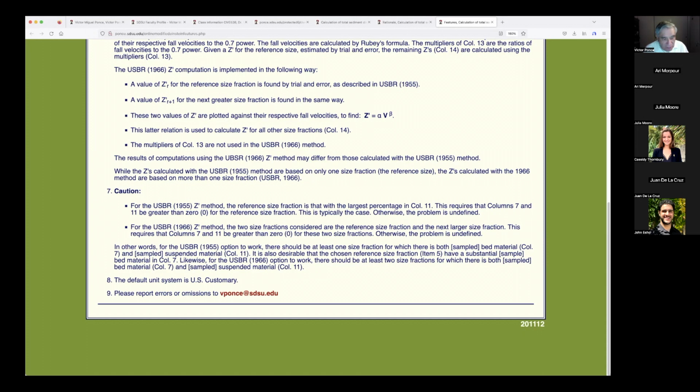Okay, in other words, for the USBR 1955 option to work, there should be at least one size fraction for which there is both sampled bed material and sampled suspended material. It is also desirable that the chosen reference size fraction have a substantial sampled bed material. Likewise, for the 1966 option to work, there should be at least two size fractions for which there is both sampled bed material and sampled suspended material. In other words, the data should be kind of good looking, because if it's odd and not well behaved, it's not going to work. It's going to work poorly. Default system is US customary. Okay, so that is it.